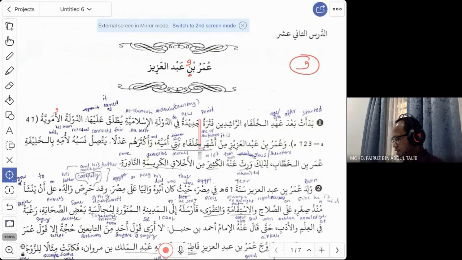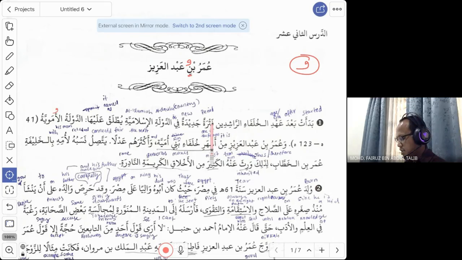Fatratun, so this is the fa'il. So how do you translate the sentence? The period, a new period, has started. So that is how you translate the sentence. A new period has started after the era of Khulafa ar-Rashidin. That is the meaning of the sentence.